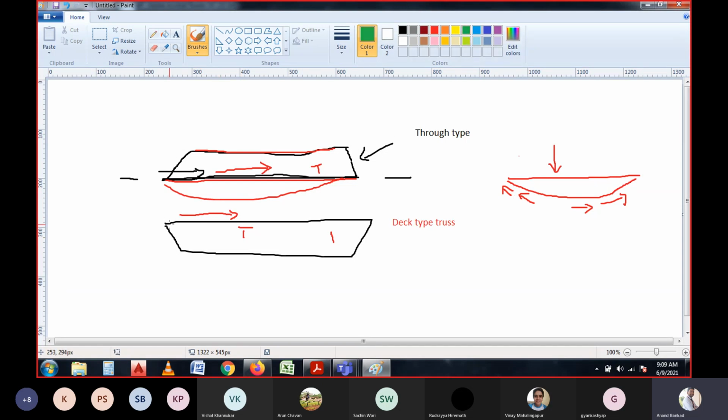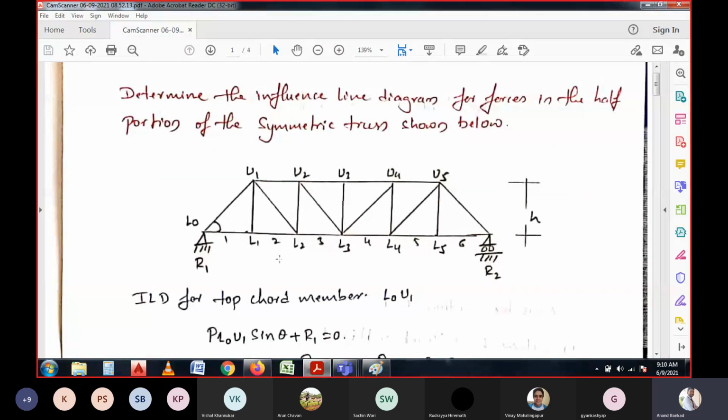Here, if the load is moving on this point, then the deformation can be observed in this manner. And for the through type truss, the load will be moving on the bottom members, and at that point the deformation or deflection may be considered in this manner. That is how we are going to consider the types of members over here. And again, the particular members shall be observed based on the conditions given. And this is an example I have taken for the discussion today.